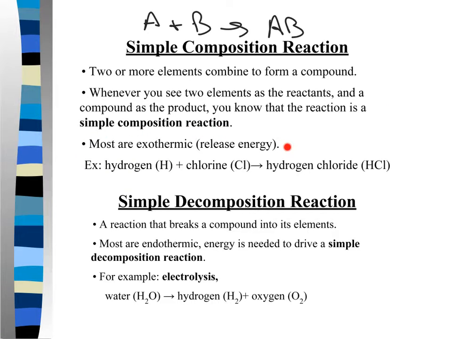Now, most of these are exothermic in nature, meaning they release energy. A good example of this could be hydrogen plus chlorine giving us hydrogen chloride, also known as HCl, hydrochloric acid. Next one we have here is a simple decomposition reaction. This is where a reaction breaks a compound into its elements.